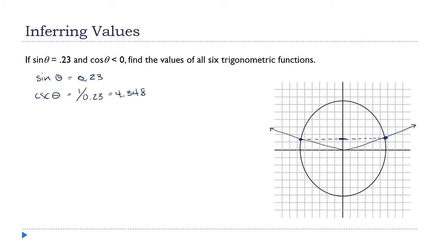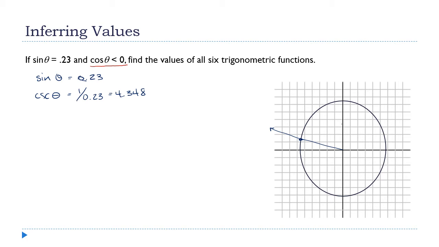Well, which one is it? Here's where I'm going to use the other piece of information we were given. The cosine is negative. The cosine is not negative in the first quadrant, so this one can't be our angle. It has to be this one that's over in the second quadrant, because in the second quadrant, the x-coordinates are negative, which means the cosine is negative. All right, great. Now I can keep going.